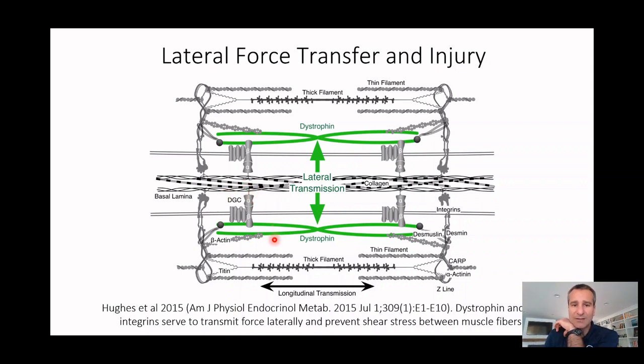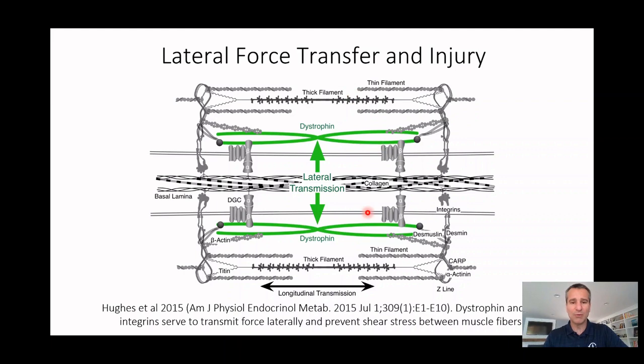So when you're contracting, cycling the thick filaments, your thin filaments are moving in, that's pulling on the actin, and that's then transmitted through dystrophin, out through the DGC, into the collagen matrix, and through the collagen matrix into the next adjacent fiber. So longitudinal force transmission is along the length of the fiber. Lateral force transmission is lateral and between fibers. So it's connecting two different fibers that are overlapping.